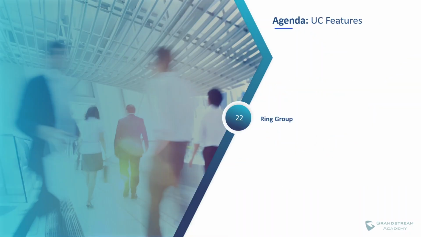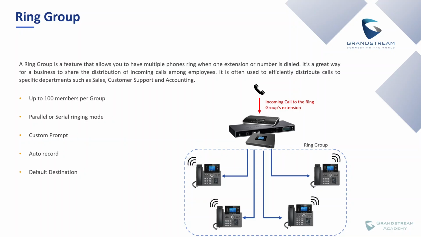The next feature that we're going to talk about is Ring Group. The UCM supports a Ring Group feature that makes the user able to initiate a call to a big number of extensions by dialing one number.